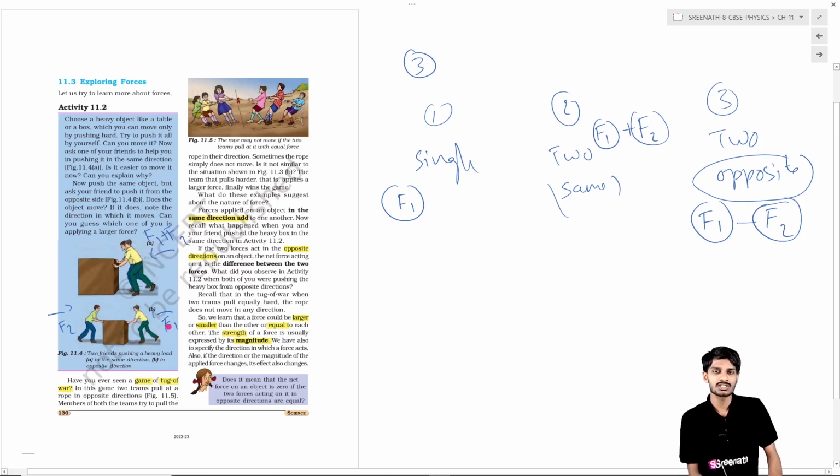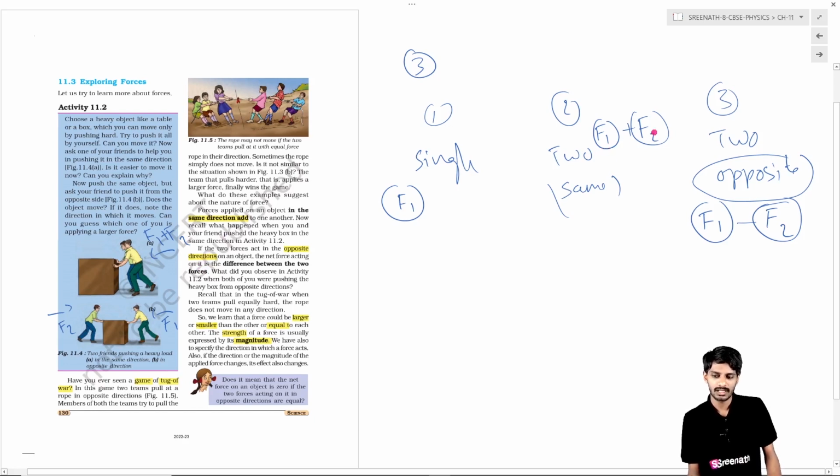What is the difference in these two images? In this image, both are applying force in the same direction, so that it moves. But in this diagram, they are applying force in opposite directions, so that it can't move. Finally, what we can understand is that if forces are applied on an object in the same direction, those forces will add up.